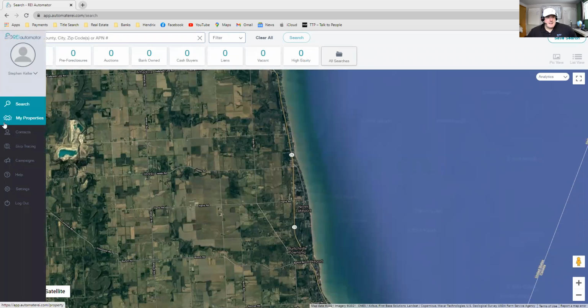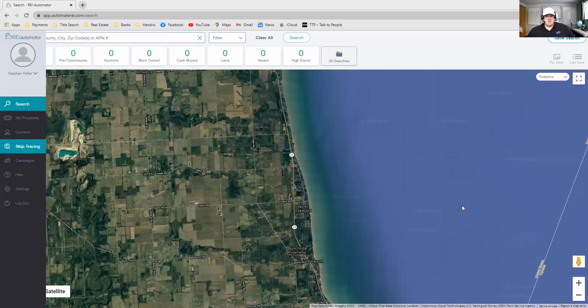Okay. So this is Propstream. So you have a bunch of different modules here: my properties, contacts, skip tracing, campaigns, and we'll go over that kind of briefly. A lot of it is self-explanatory. Contacts is essentially all your leads. And if you did any skip tracing, it'll have all the information from skip tracing as well.